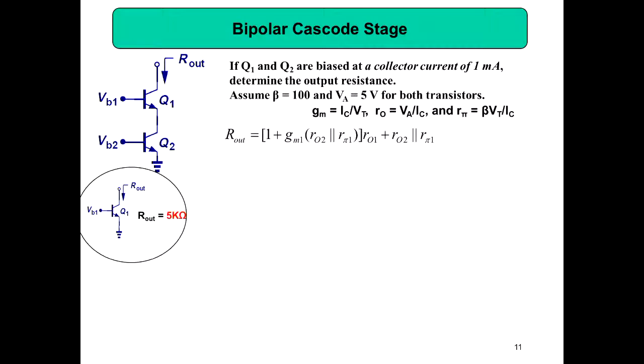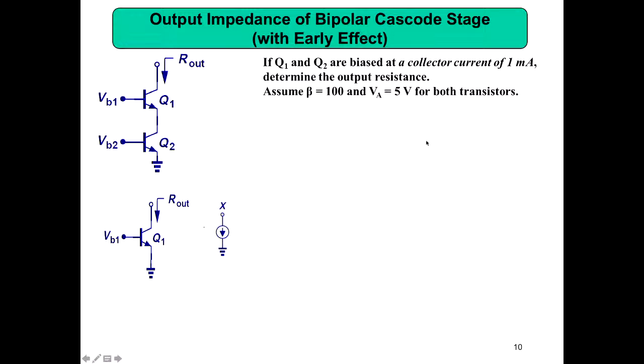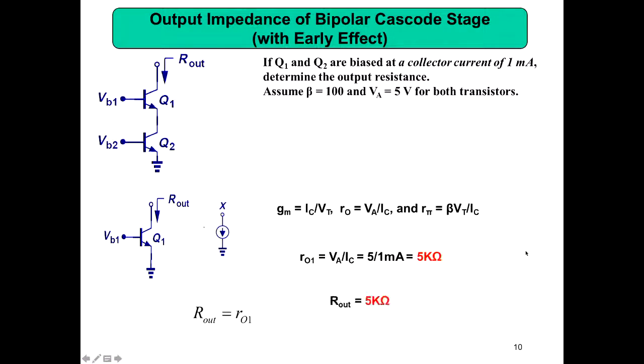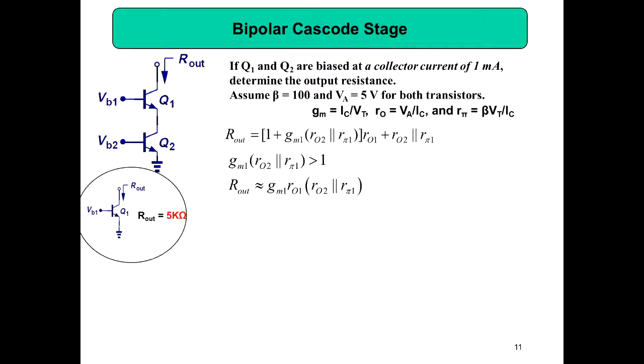So this is our equation, Rout equal to (1 + GM1 (RO2 parallel R pi1)) times RO1 plus (RO2 parallel R pi1). This equation we are just borrowing from the earlier derivation, which we already know. Now we are going to simplify it. GM1 (RO2 parallel R pi1) is greater than 1, so we will write Rout equal to GM1 RO1 times (RO2 parallel R pi1).